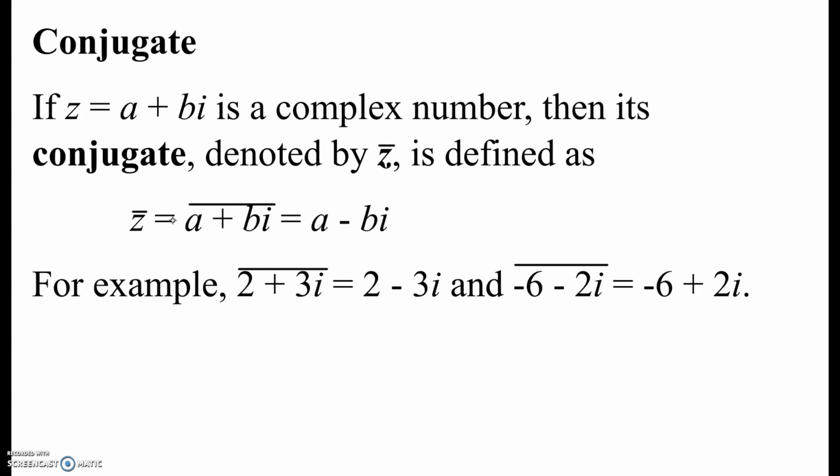So a few examples. 2 plus 3i bar, the conjugate of 2 plus 3i, is 2 minus 3i. Negative 6 minus 2i bar, or the conjugate of negative 6 minus 2i, is negative 6 plus 2i. Very simply, when you're finding the conjugate, you simply change the sign between the real part and the imaginary part. Everything else stays the same.